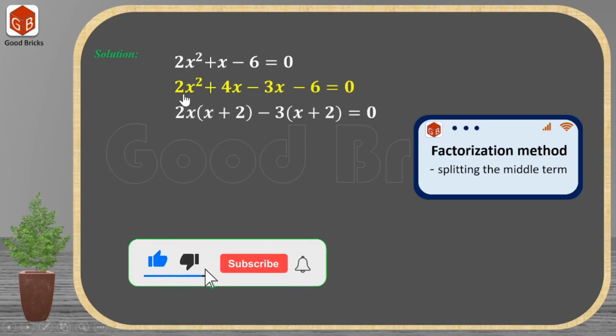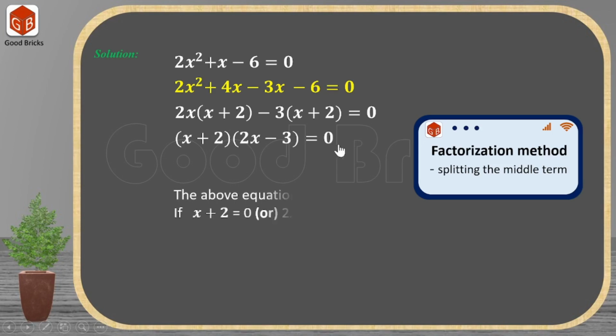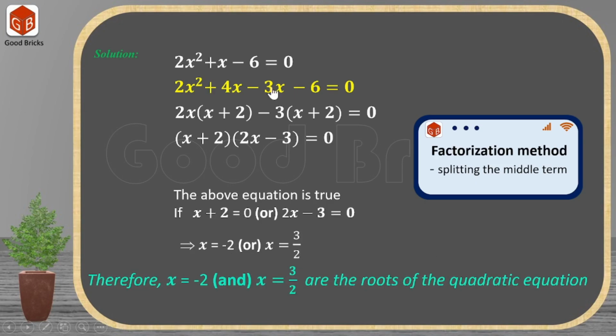When you take 2x common from these two terms, you can write 2x into x plus 2. Similarly, from these two terms, if you take minus 3 common, you can write minus 3 into x plus 2. After that, you can write x plus 2 into 2x minus 3 is equal to 0. If x plus 2 is equal to 0, then x is equal to minus 2. If 2x minus 3 is equal to 0, then x is equal to 3 by 2. Therefore, minus 2 and 3 by 2 are the zeros of this given quadratic polynomial.